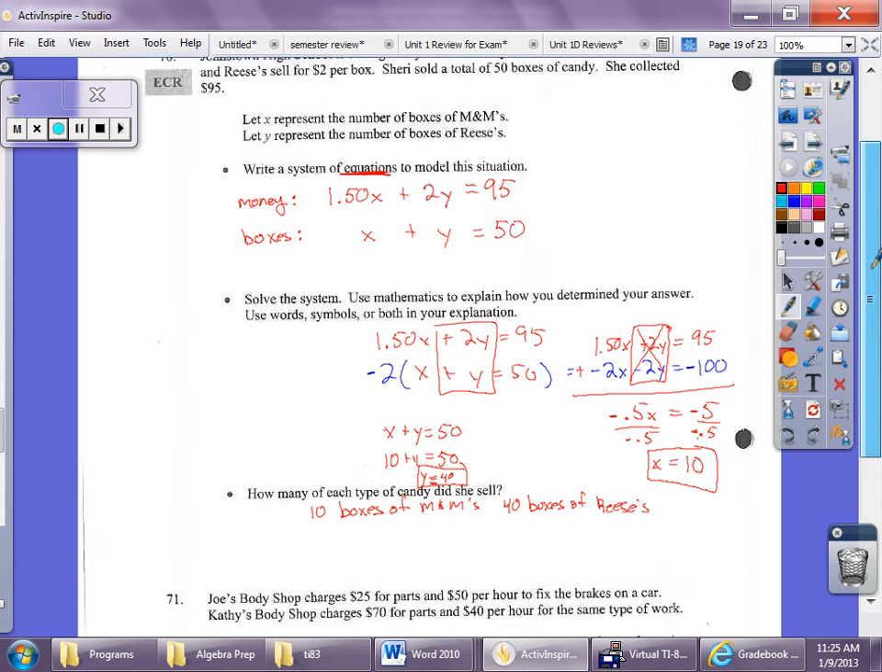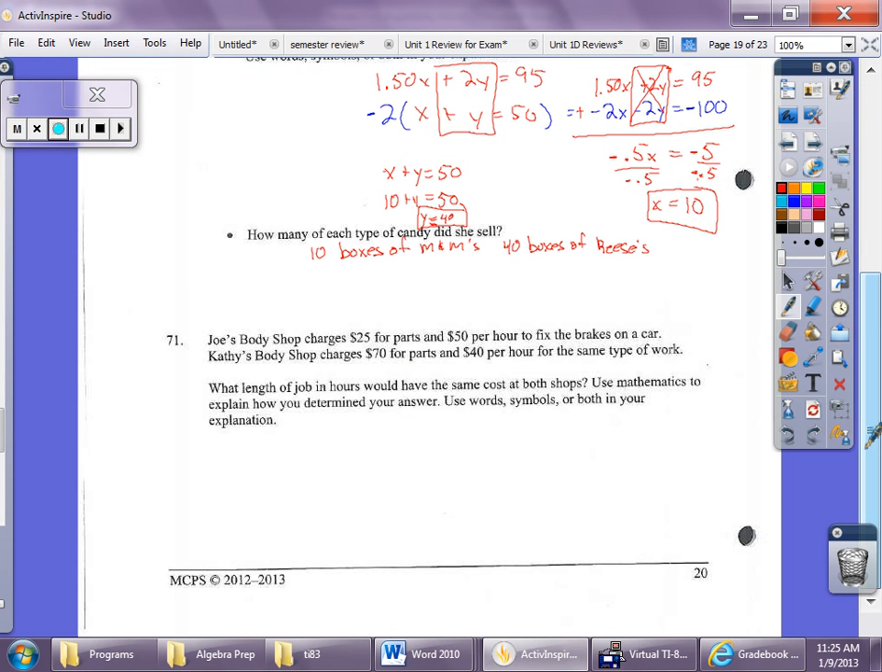This 71 is down here. Joe's Body Shop charges $20 for parts and $50 per hour to fix brakes. Kathy's Body Shop is $70 for parts and $40 per hour for the same work. When is the cost the same at both shops?